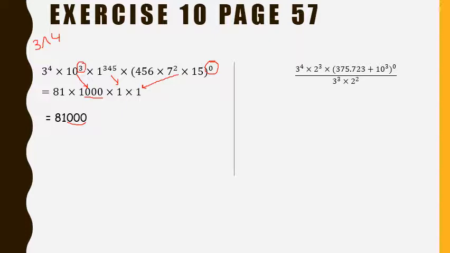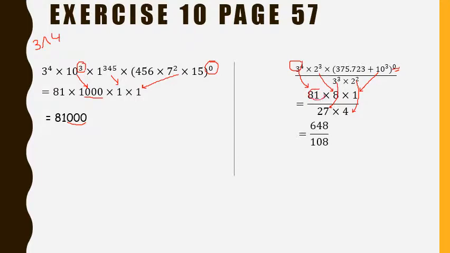The last one: 3 power 4, as we saw, is 81. 2 to the power 3 is 8. And here, all of it has a power 0, so directly I can put it as 1. Now, 3 cubed is 3 times 3 times 3. 3 times 3 is 9. 9 times 3 is 27. 2 squared is 4. So, 81 times 8 is 648.